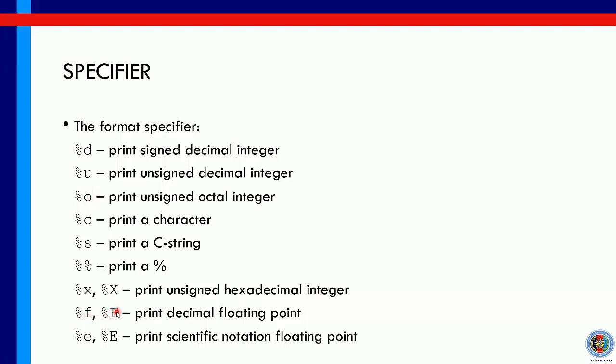%f, either small letter or capital letter, to print floating point. %e, either small letter or capital letter, is to print our value in scientific notation floating point. There is something missing here. We would like to let you find what is the meaning if we put %g. You can Google for that.